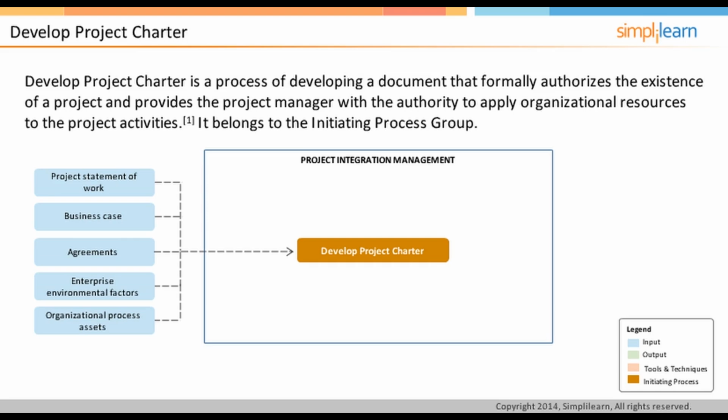Now, let us look at the tools and techniques used in this process. The first technique is expert judgment. Expert judgment is an invaluable input to the process of formally authorizing a project, because an expert can provide insights into why a project makes business sense or why it does not. From experience, they may be able to shed light on the validity of the business drivers, feasibility, assumptions, and constraints that need to be considered for the project.